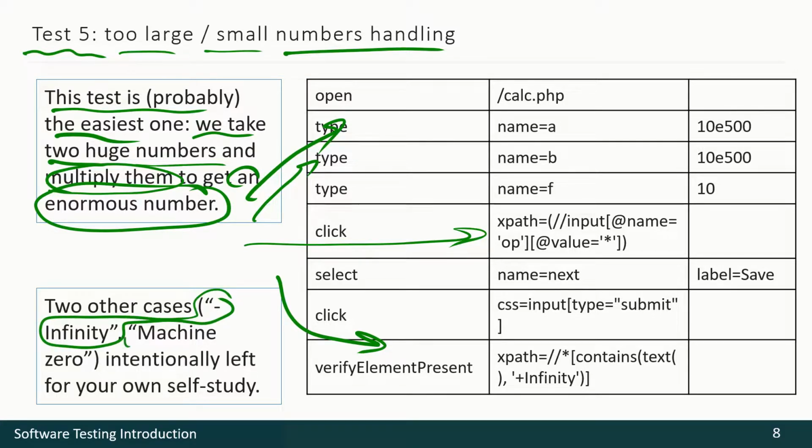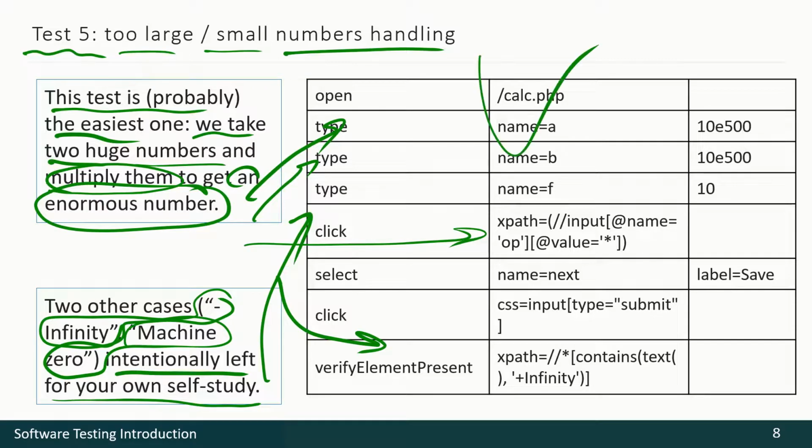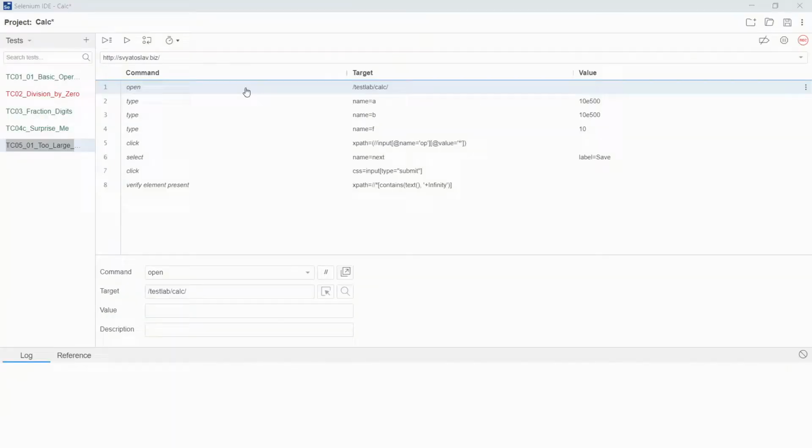And the two other cases, the infinity and so-called machine zero, are intentionally left for self-study. Please use this script as the basis and write your own script for those cases. And we're switching to Selenium IDE to review all these in action.